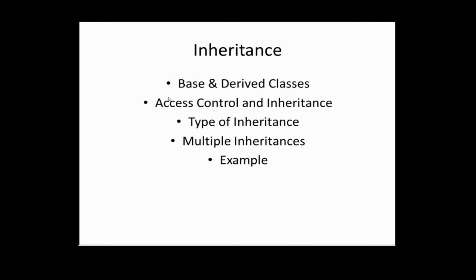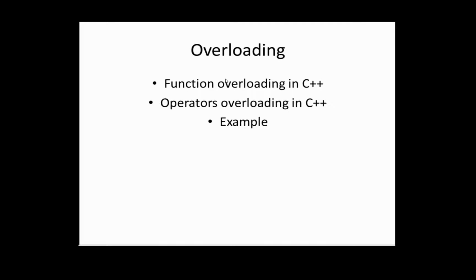Okay, so when we get into inheritance, we are going to see base and derived classes, access controls, and inheritance. Types of inheritance, as you guessed, there are lots of types of inheritance. One of them is multiple inheritance, and we are going to see this because this is very important for us in an object-oriented project. Finally, we are going to make another example to show how to use inheritance in our project.